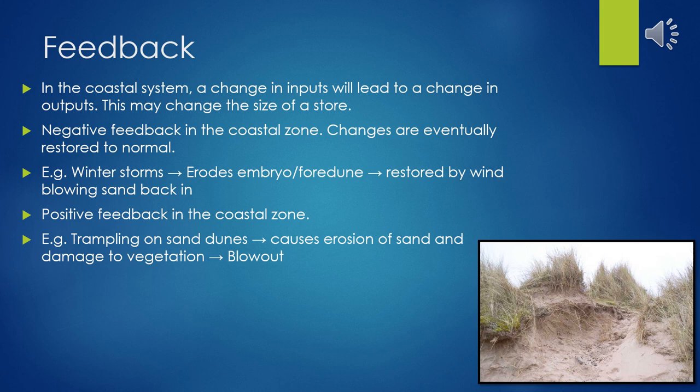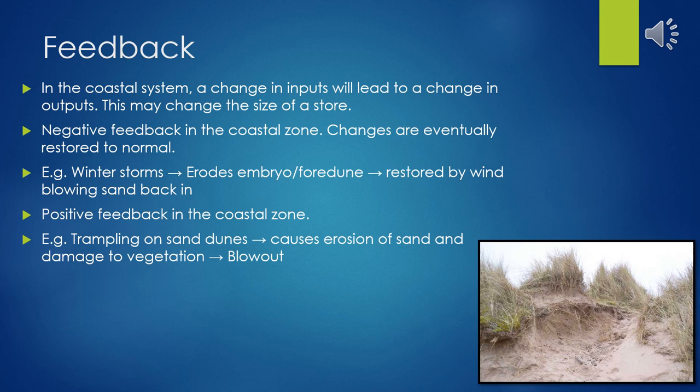An example of negative feedback: during the winter storms, this happens to a lot of coastal sand dune systems. The dunes at the front of them are destroyed. These are called your embryo dunes, your small dunes. They're destroyed by the storms. But then in the spring, when things get a bit more gentle, the processes get back to normal, the storms subside a bit and the sand dunes get rebuilt.